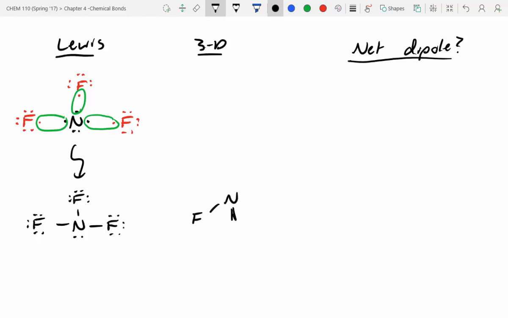And the reason it does this is that this lone pair occupies space, so we need to account for the space of the lone pair. So this is trigonal pyramidal.